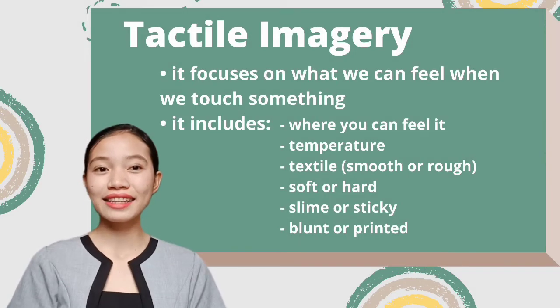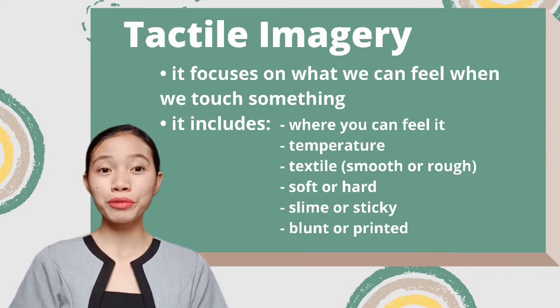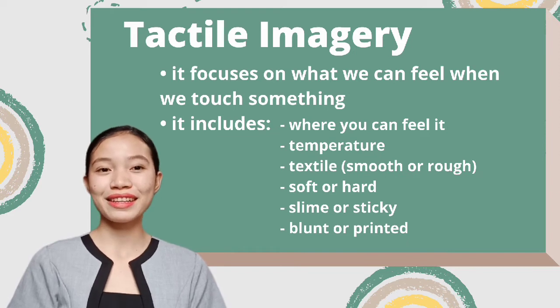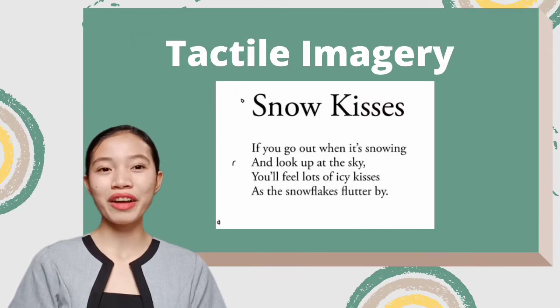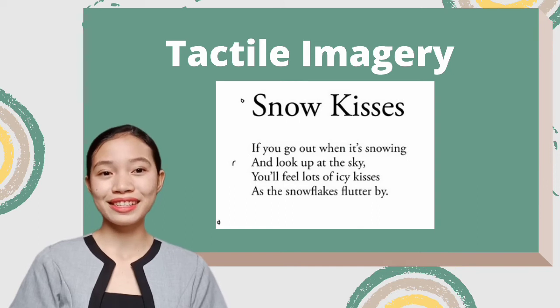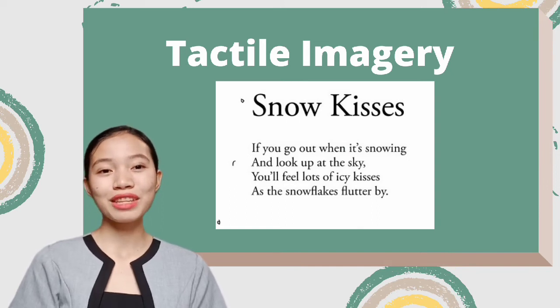Lastly, we have tactile imagery. It focuses on what we feel when we touch something. It includes where we can feel it, the temperature, texture, if it is smooth or rough, soft or hard, slimy or sticky, blunt or pointed. For example, we have a poem here entitled Snow Kisses by Barbara Vance. And it says here, you'll feel lots of icy kisses as the snowflakes flutter by, which means that touching snowflakes is like kisses, because although it's cold, it warms our hearts.